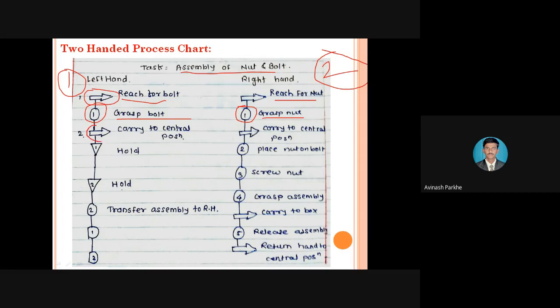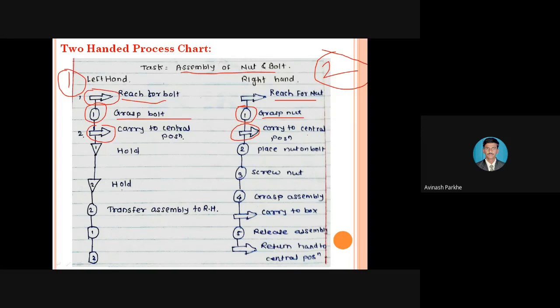Then again, the third symbol is represented by the transport. You can see the third symbol is represented by the transport, means you have to take that particular bolt at the center position, and you have to take that particular nut also at the center position. That means nut and bolt should be in front of each other. Whatever the center of the nut is there and the center of the bolt is there, they are coaxial to each other. If they are in front of each other, then only there is a possibility of assembly.